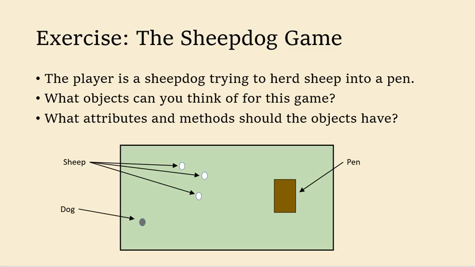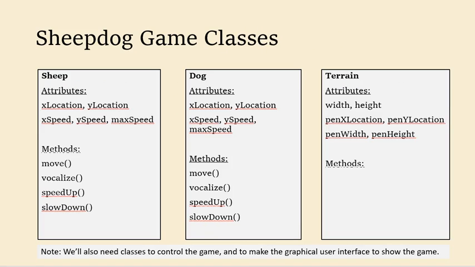Well, for the sheepdog game, we probably need a sheep class. Right? That would be one category of objects. We would want a dog class. That would be another category of objects. And probably some terrain for them to play the game in. What attributes? Well, sheep. Let's see. X location, Y location. Current X speed, current Y speed, maybe their maximum speed.